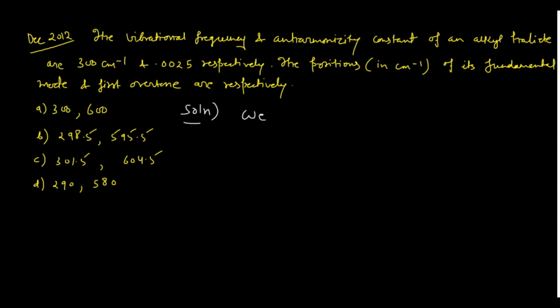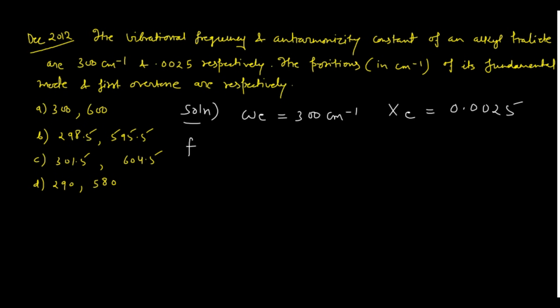Omega E is given. This omega is nothing but your vibrational frequency. Sometimes in the Banwell book it is written as omega E, and I have written this as nu bar. Omega E is the nu and omega bar is the nu bar. This will not make any difference, but you know this is the vibrational frequency, and the value given is 300 centimeter inverse, right? And the anharmonicity constant has the value of 0.0025. So you have to determine the fundamental vibration.